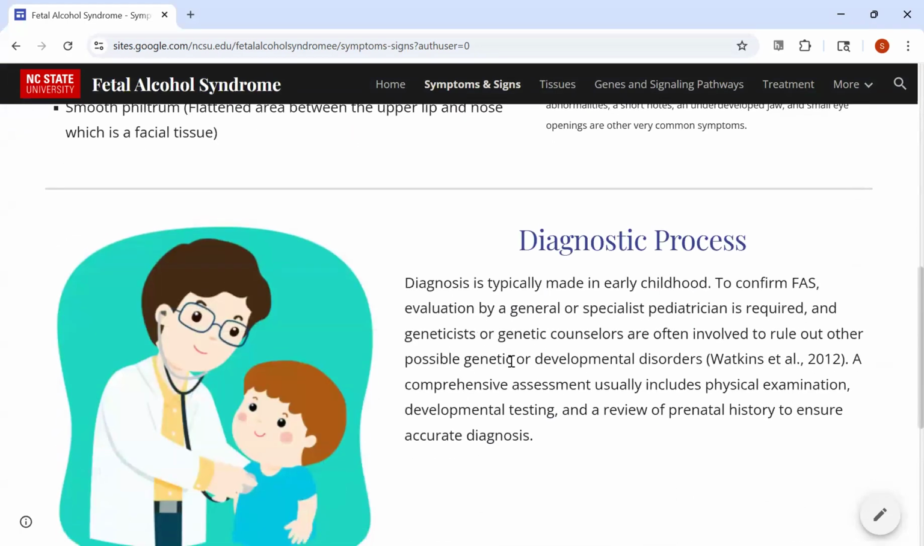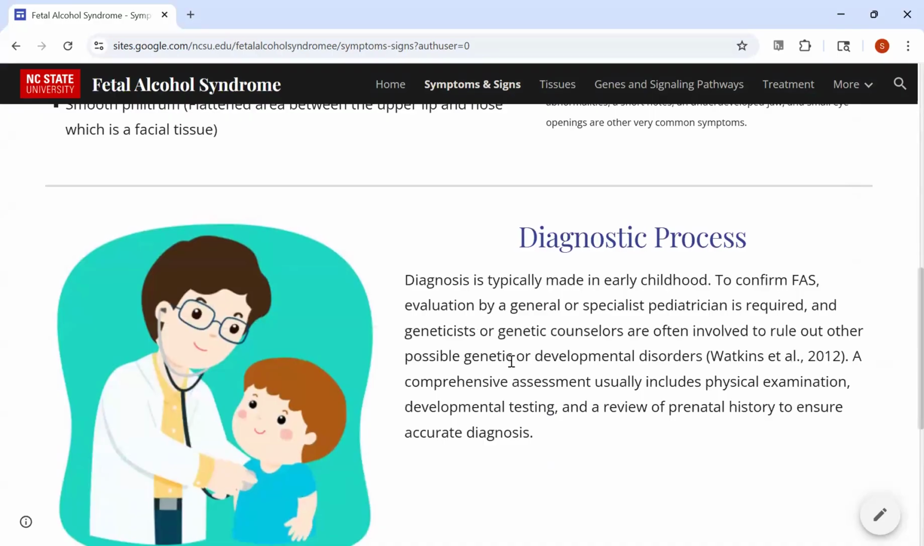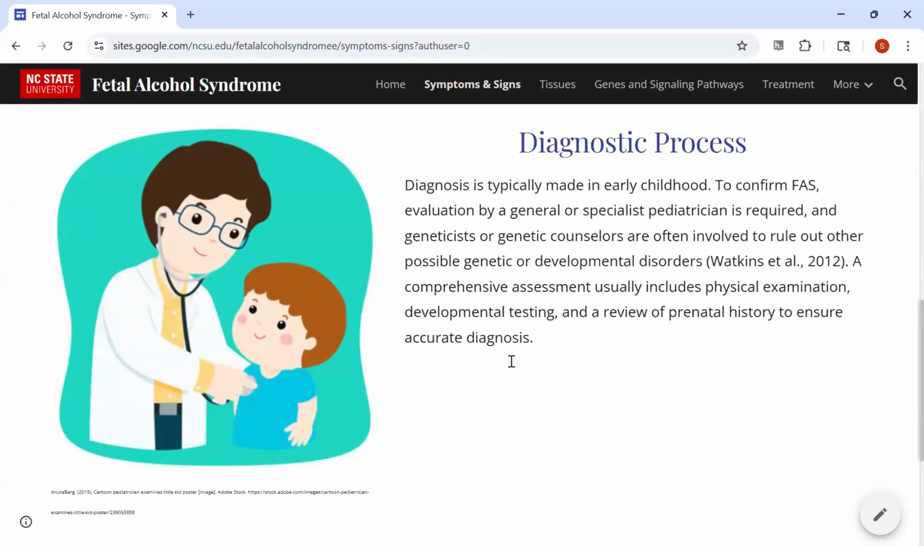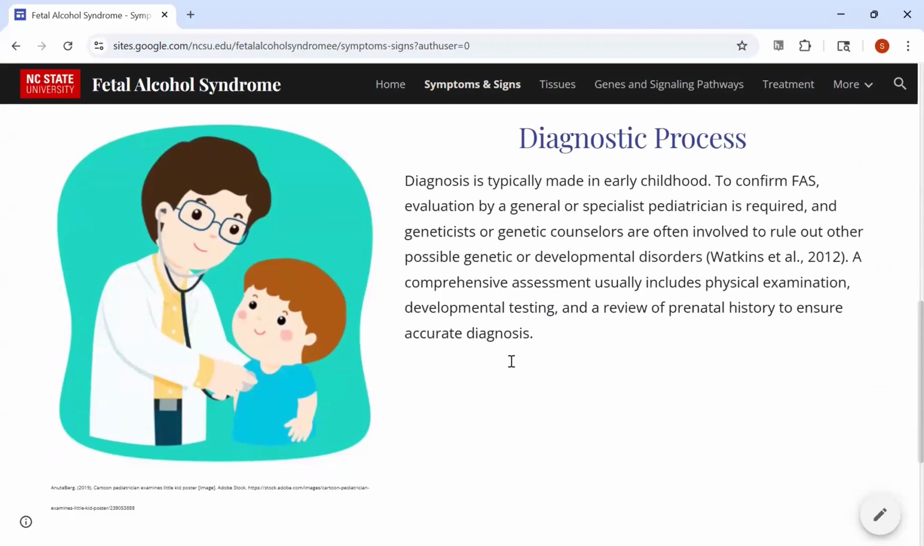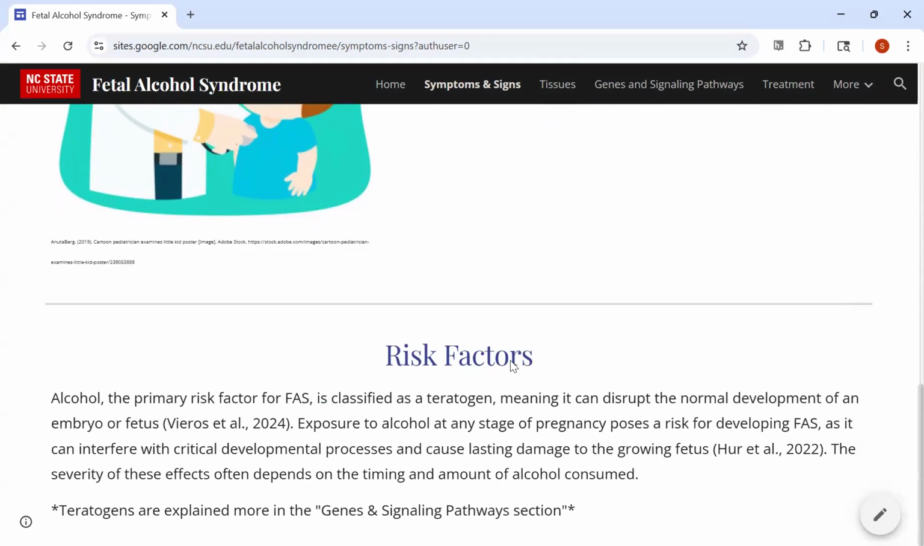And so moving on, I did also discuss the diagnostic process for fetal alcohol syndrome. I talked about how the doctor is required, but I found this part interesting: you use a geneticist or a genetic counselor to rule out other possibilities instead of confirming that they have fetal alcohol syndrome. So yeah, I found that interesting. And then I did mention that fetal alcohol syndrome is a teratogen, and that I will be explaining this more in the genes and signaling pathways section.